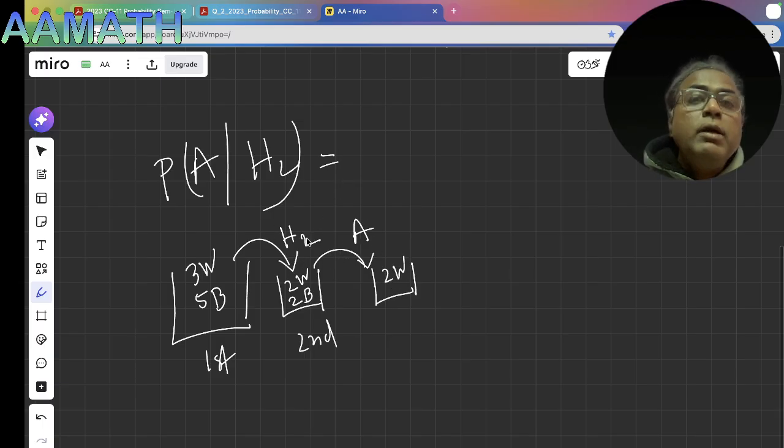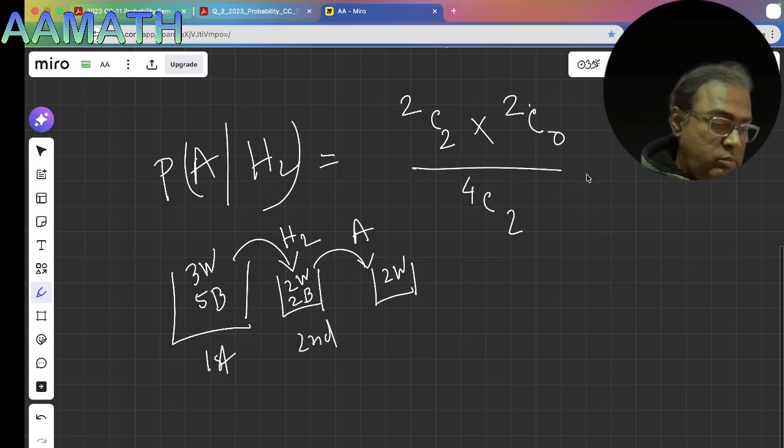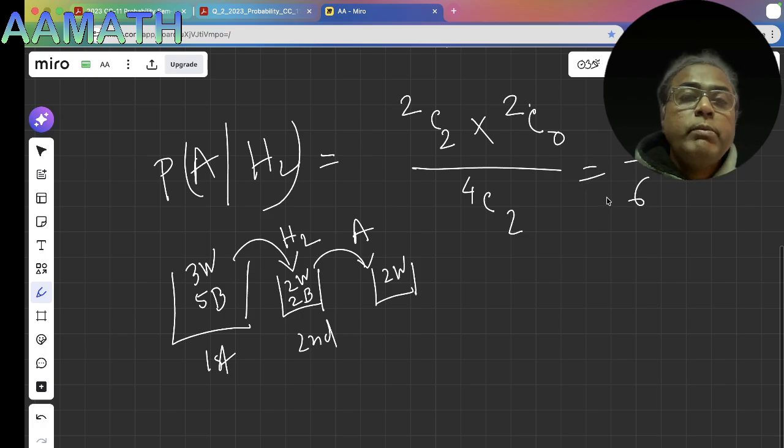So P(A|H2) means from these two white balls we draw two white balls, from two black balls we draw zero black balls, divided by the total number of balls here in the second urn, 4, 4C2. After simplification we get 1 by 6, so 1 by 6 is the probability P(A|H2).